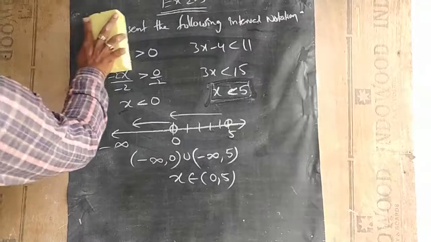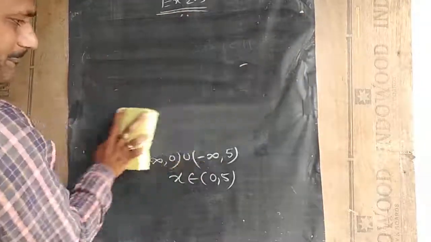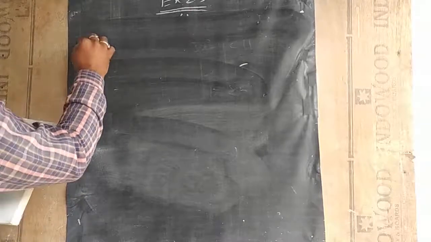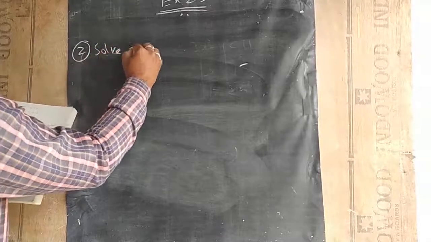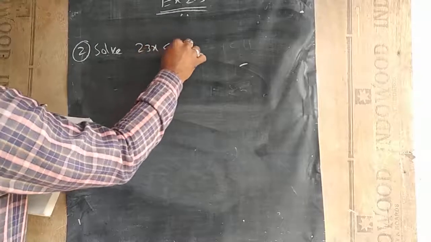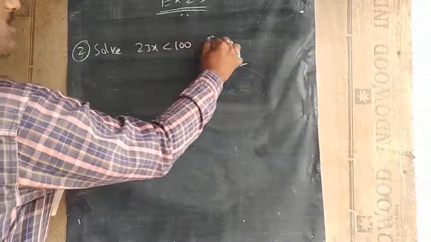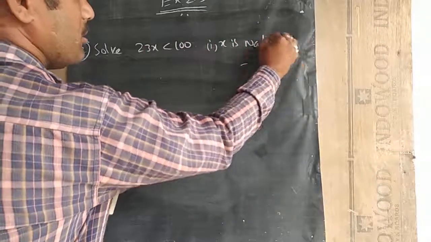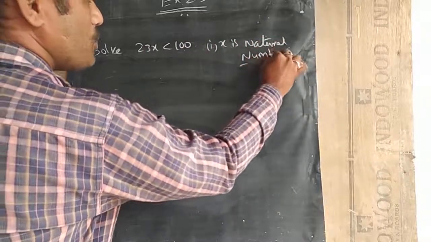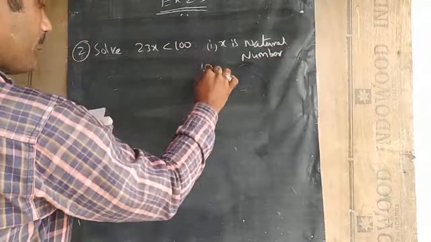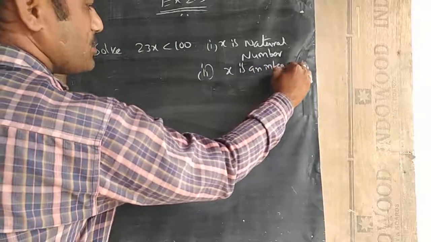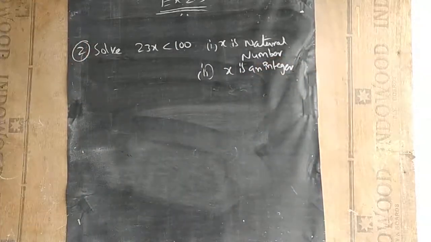Let us take another question, students. Second question. Solve 23x is less than 100. First, x is a natural number. Second, x is an integer.